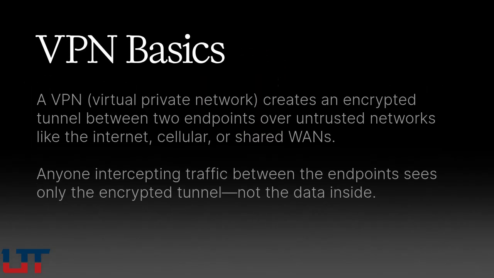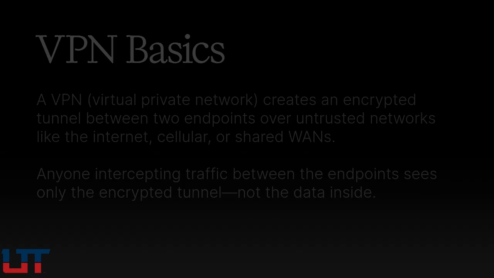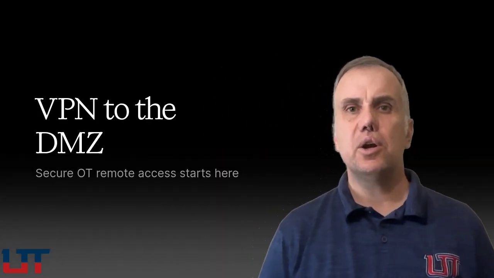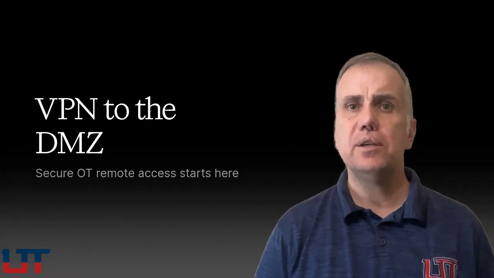A VPN, or virtual private network, creates an encrypted tunnel between two endpoints over a network that may be an untrusted internet, a cellular carrier network, or a shared WAN. Everything inside the tunnel is encrypted. Someone who intercepts the traffic between the two endpoints sees only the encrypted tunnel, not the contents. Without a VPN, credentials and data transmitted over an untrusted network are readable by anyone who can intercept traffic. A vendor dialing into an OT system over an unencrypted internet connection exposes their credentials and all session data to interception. Remote users accessing OT resources should connect via VPN to the DMZ.